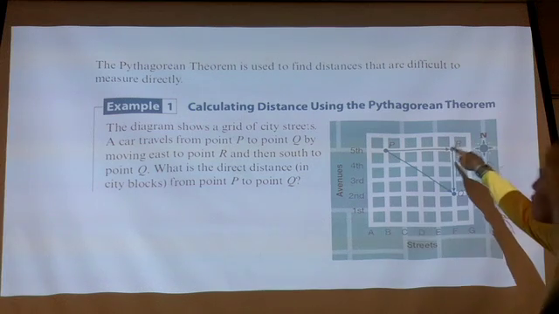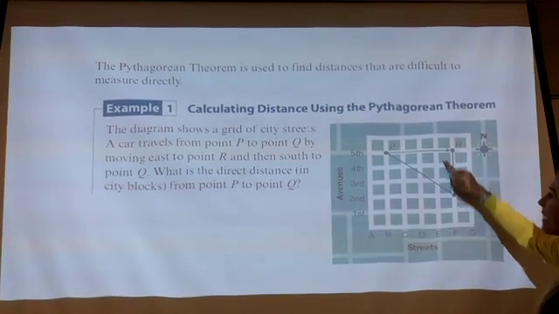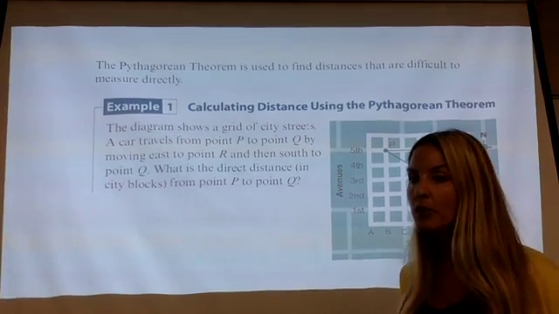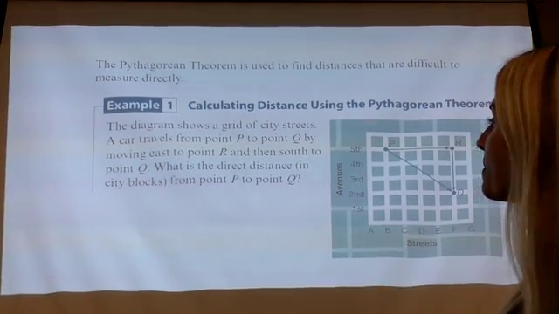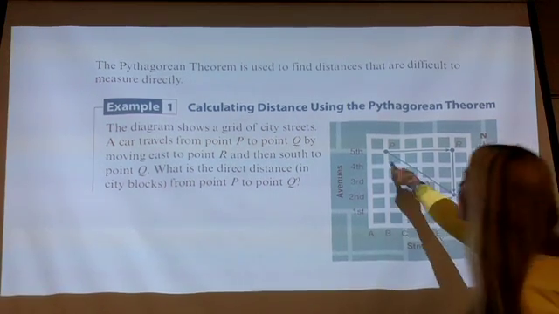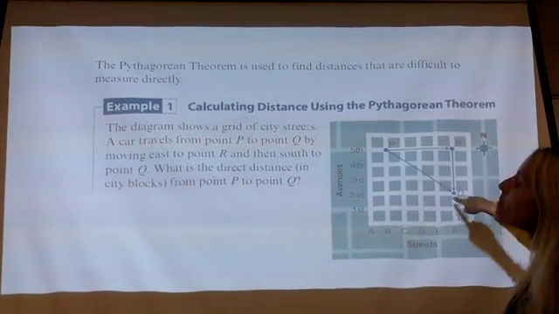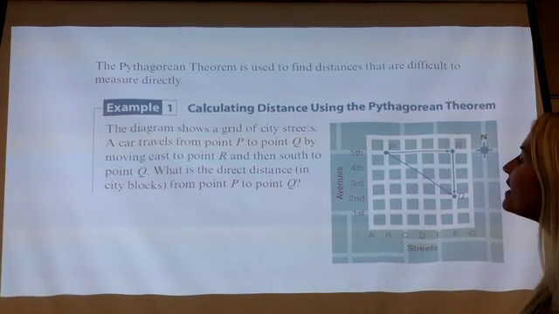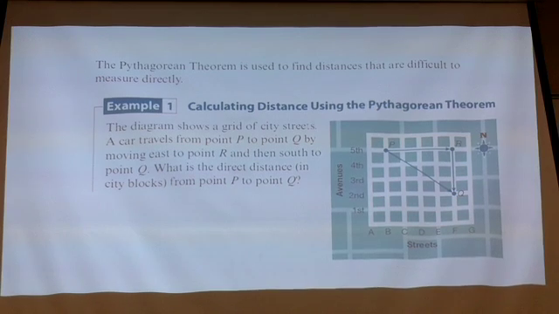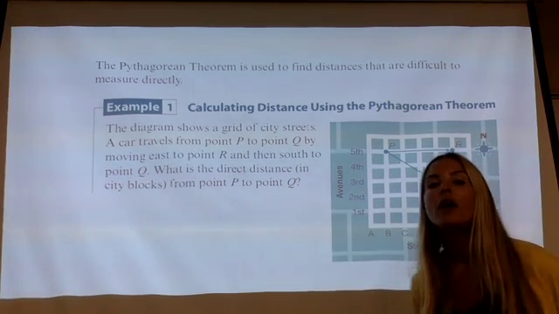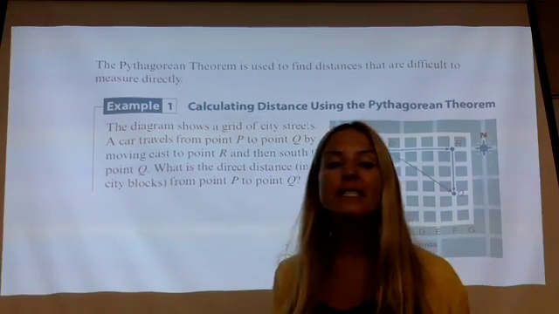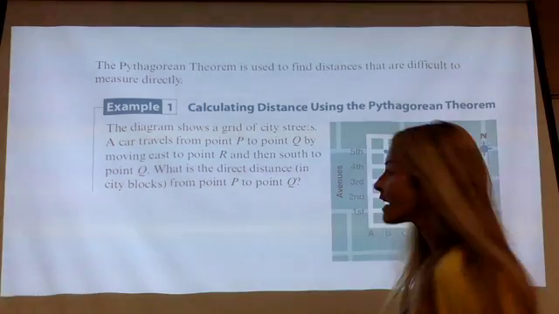So we know that if we have a right triangle, which is what we have in this diagram, and this would be our right angle right here, we can use the Pythagorean theorem in order to find distances. The diagram shows a grid of city streets. A car travels from point P to point Q by moving east to point R and then south to point Q. What is the direct distance in city blocks from point P to point Q? That question sounds kind of confusing, but it's actually quite simple since we know the Pythagorean theorem.